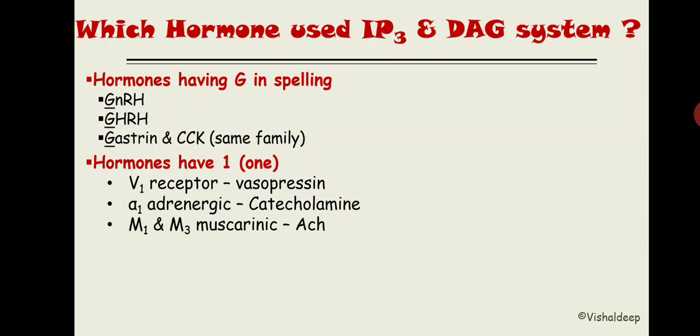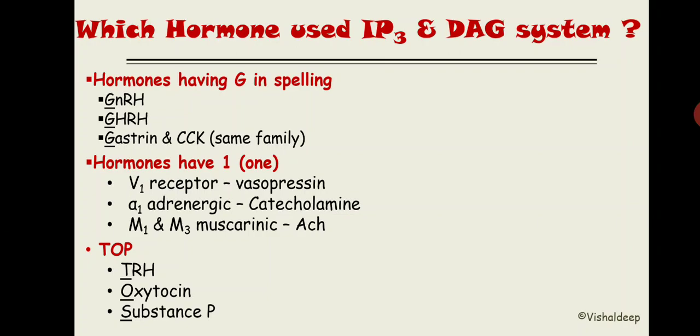Hormones that have 1 in their receptor: V1, alpha 1, M1. And the other one you need to remember is TOP, top. T stands for TRH, O stands for oxytocin, and P stands for substance P.